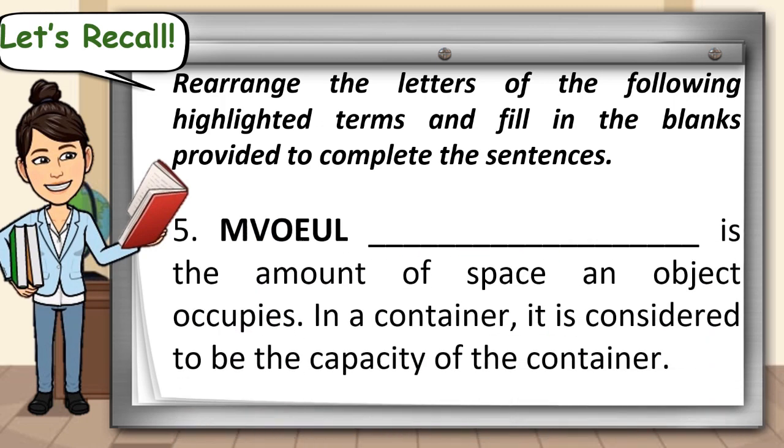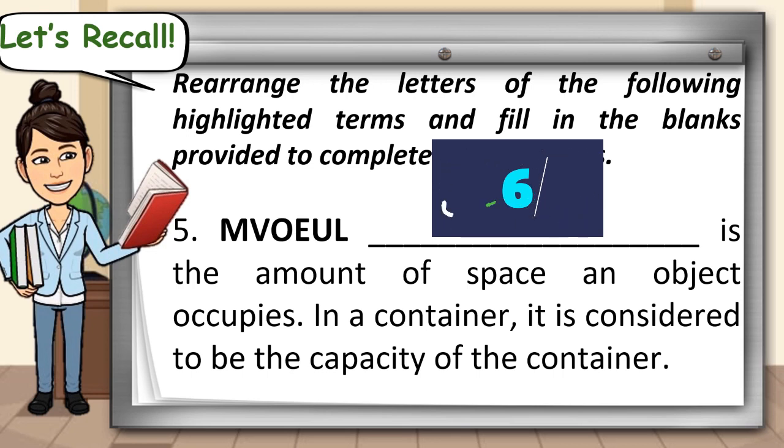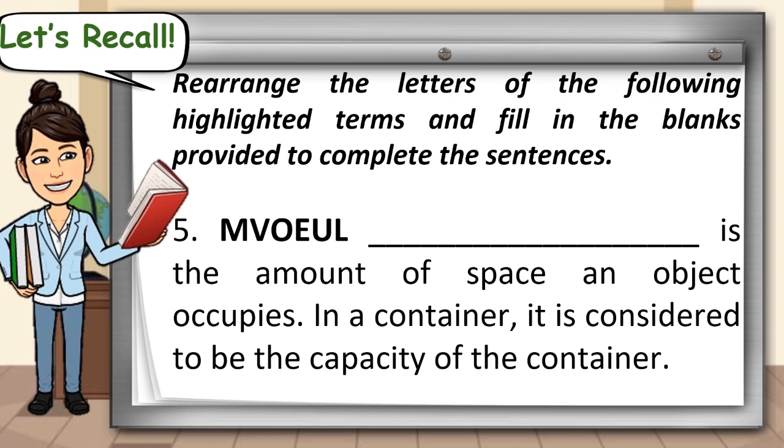Number 5. Blank is the amount of space an object occupies. In a container, it is considered to be the capacity of the container. You have 10 seconds to answer. Okay, the correct answer is volume.